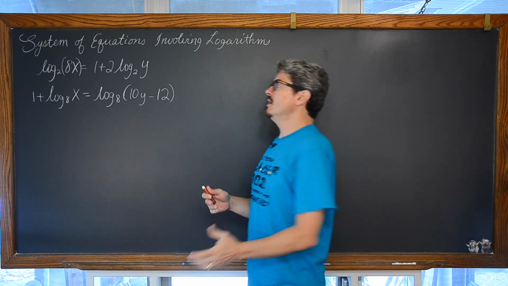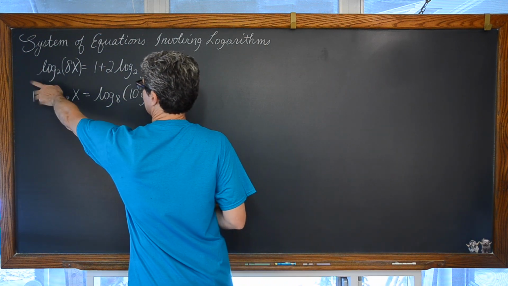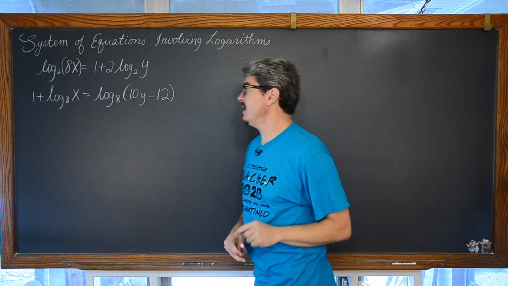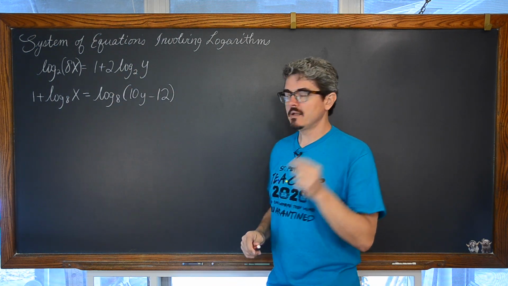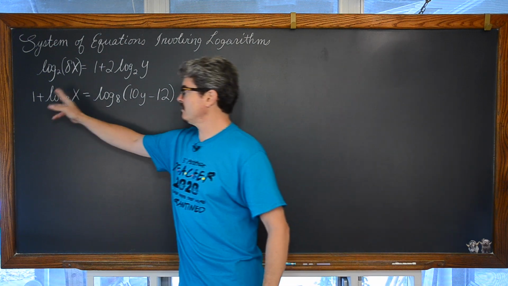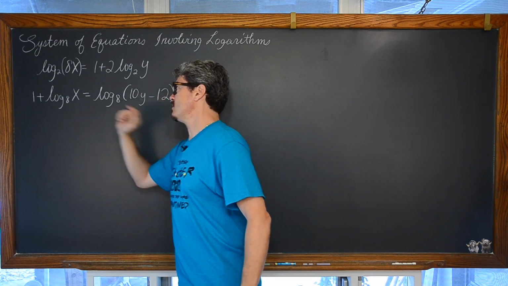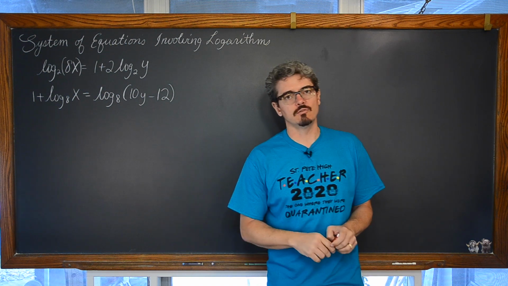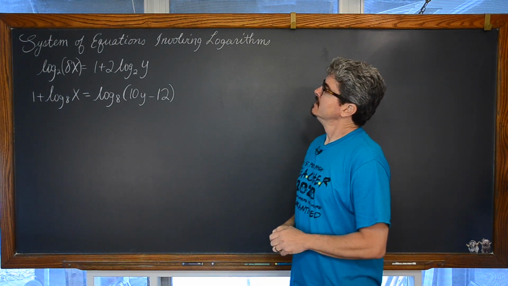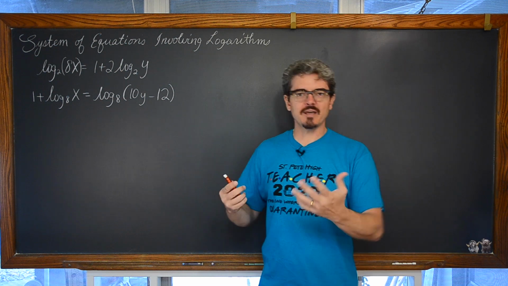What do you do when you have a system of equations: log base 2 of 8x is equal to 1 plus 2 log base 2 of y? Another equation in our system is 1 plus log base 8 of x is equal to log base 8 of 10y minus 12. Okay. Well, first of all, don't panic.